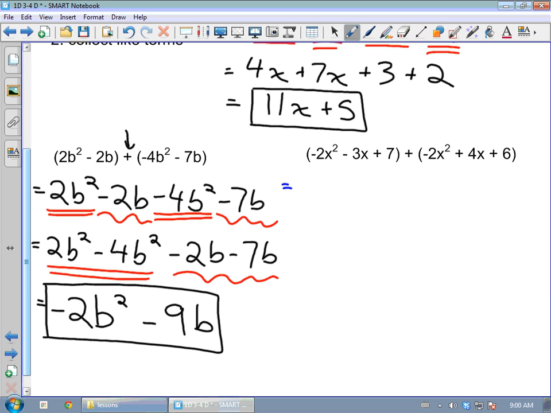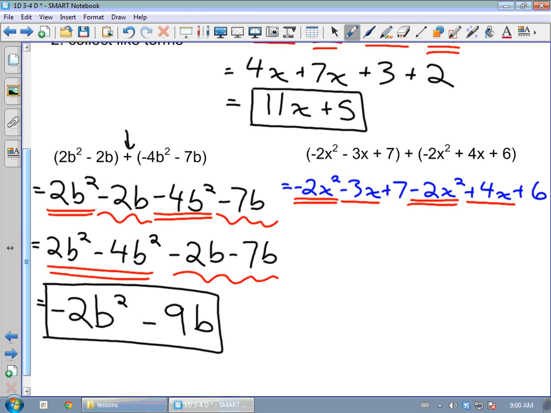We're going to get rid of our brackets. So we have negative 2x squared minus 3x plus 7. And then from the second bracket, we have a negative 2x squared plus 4x plus 6. Okay. And then I'm going to look for my like terms here. I've got a negative 2x squared and a negative 2x squared. I've got a minus 3x and a positive 4x. And then I've got this positive 7 and this positive 6.